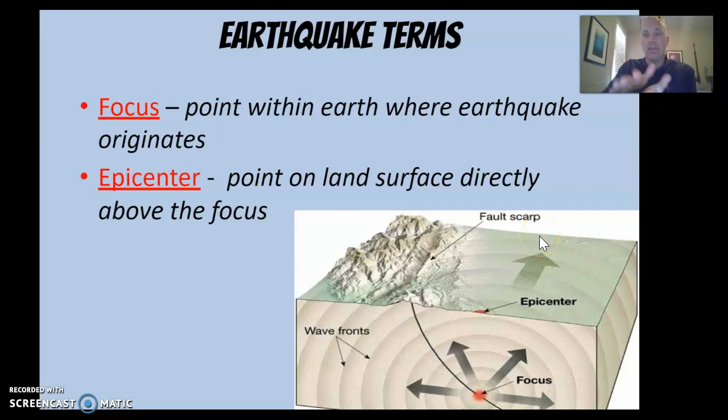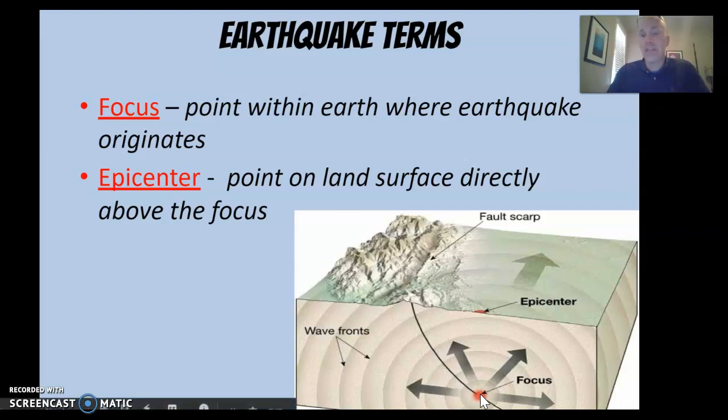Again, the rocks below the surface don't tend to move smoothly. They tend to get caught up on each other. The little snags that are part of just the natural shape of the rocks prevent them from moving smoothly, like I can move my hands across each other. But the point where the snag finally releases, that's what's called the focus. That's where the earthquake actually happens.